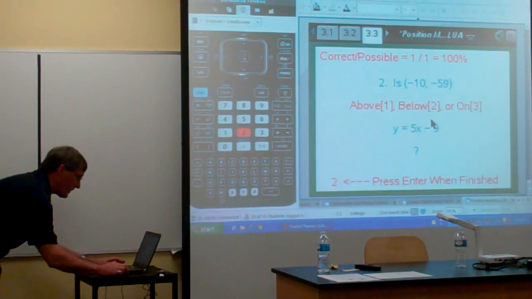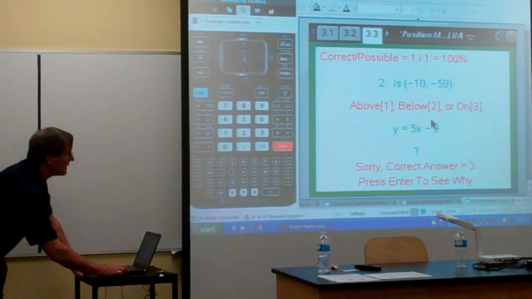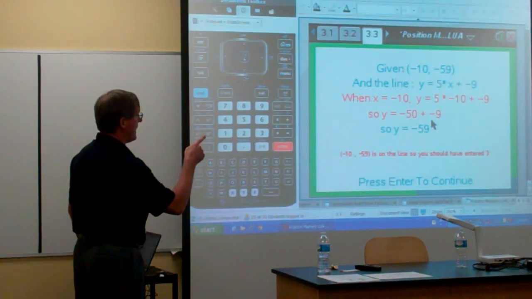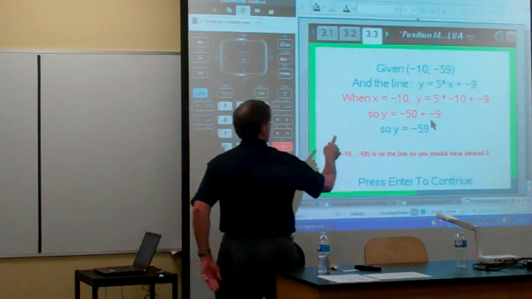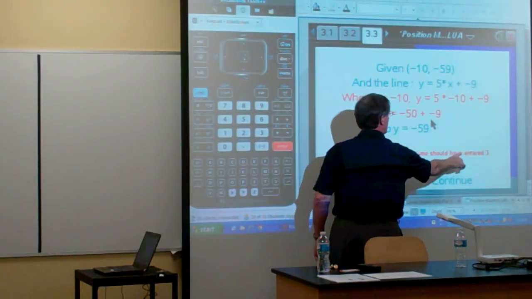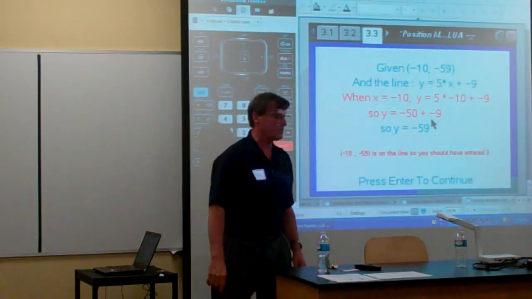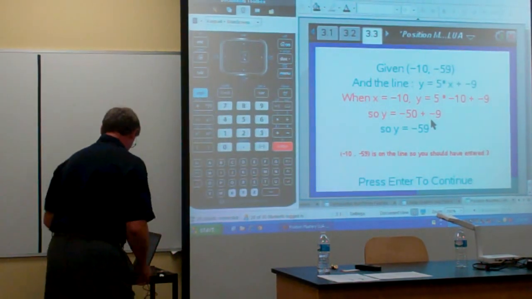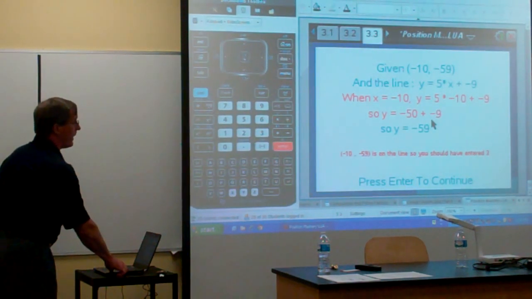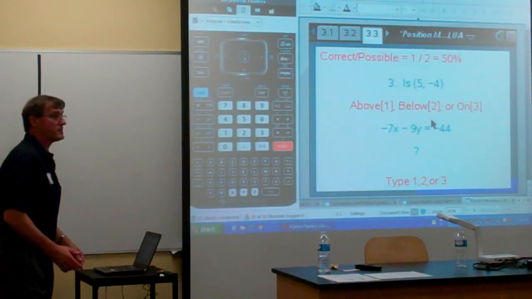Now let's miss the next one. I don't know what the answer is, but I'm going to put in 2. It says press enter to see y. And it gives you, given this point in this line, when x is negative 10, you substitute in and y is negative 59. Negative 10, negative 59 is on the line, so you should have entered 3. And it goes through that explanation for you. A lot of them do have little helper things for the kids if they didn't get it right, to make sure that they can learn from their mistakes.